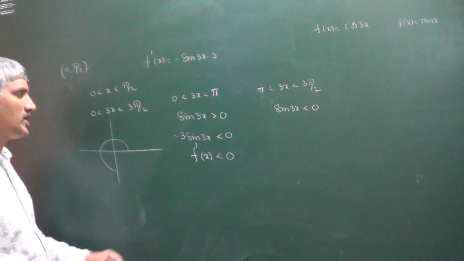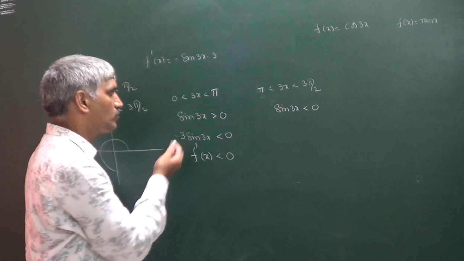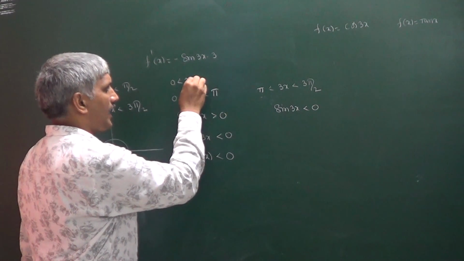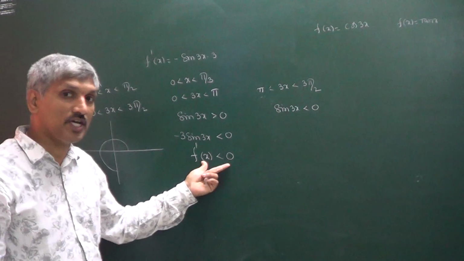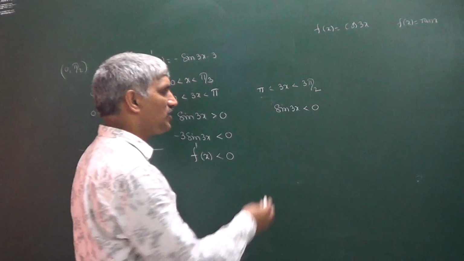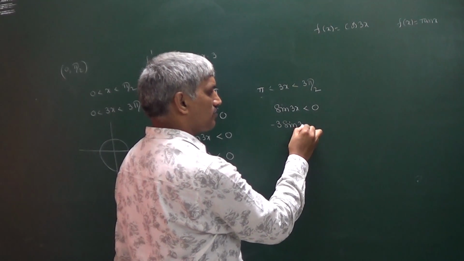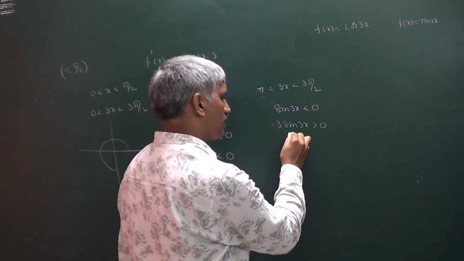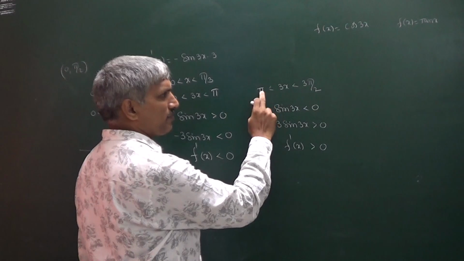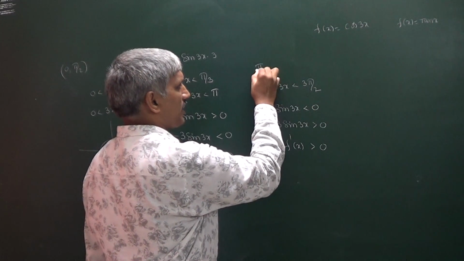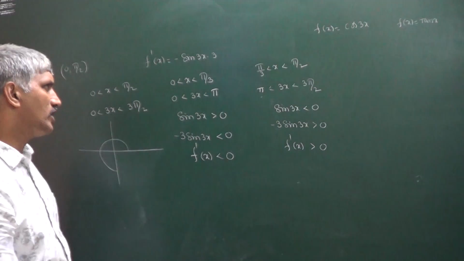That means in the interval 0 to pi, 3x value lies between 0 and pi, so what about the x value? 0 less than x less than pi by 3. So for these values the function is decreasing, whereas here sin 3x less than 0 means minus 3 into sin 3x must be greater than 0. Therefore we are getting f dash of x greater than 0. So 3x lies between pi and 3 pi by 2 means pi by 3 less than x less than pi by 2.